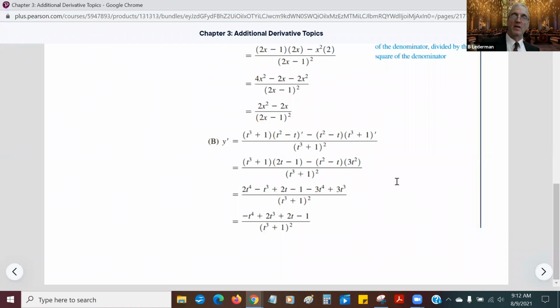And for the next one, we're going to do basically a similar process, go through the whole derivative, and we finally get this down here: negative t to the fourth plus 2t cubed plus 2t minus 1. And that is just the way it is. Let me see here for a second. No, okay, good. Moving on.